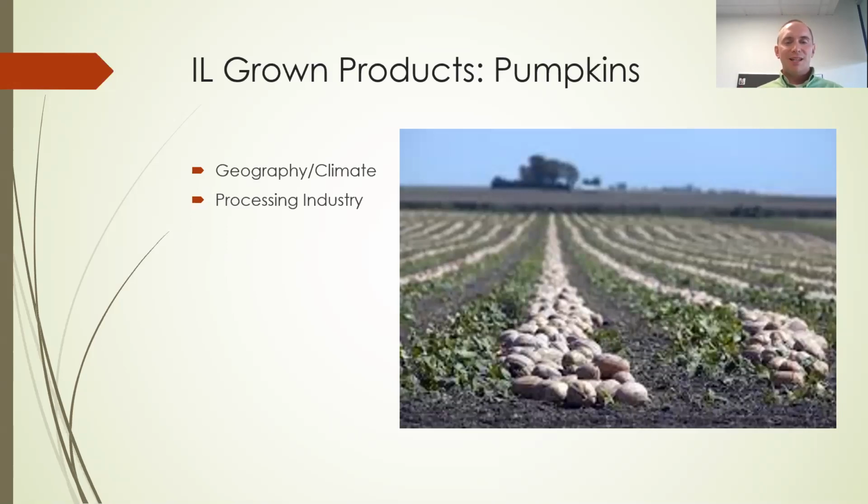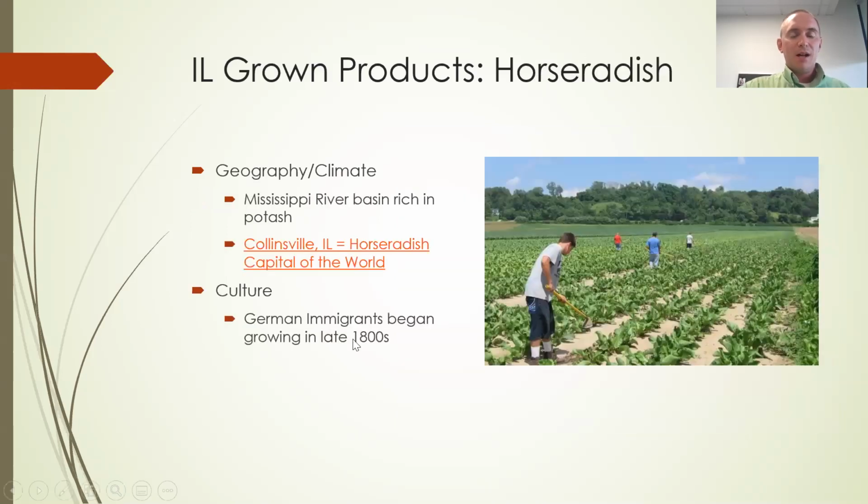And so again, when you think about talking to students about why certain things are grown where they are, there's lots of different factors beyond just what seems like the most important ones, like climate or geography or things like that, to actually grow it. But it also takes some other factors in there as well to make sure that farmers are actually able to sell these things. Another crop that Illinois is a leader in is horseradish.